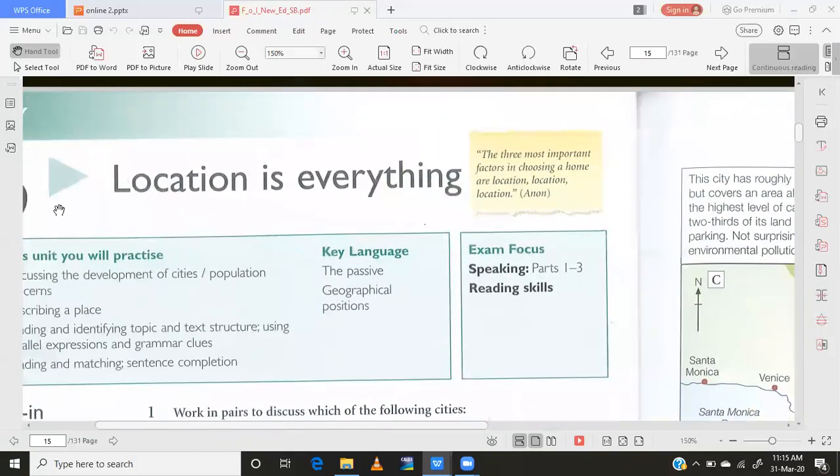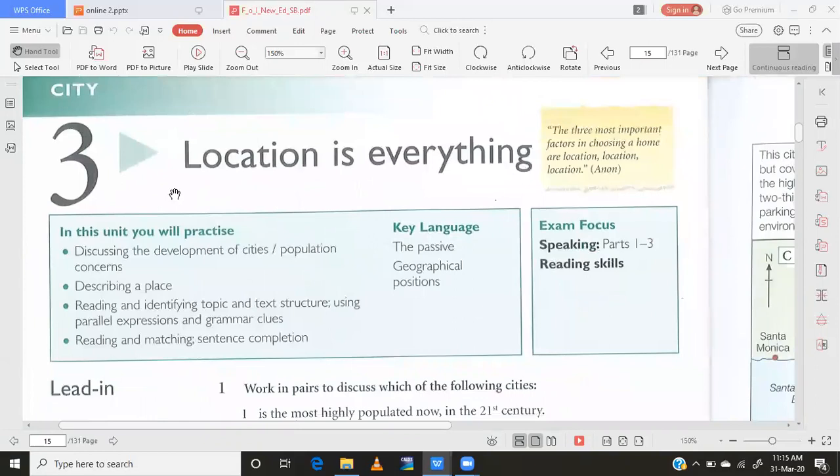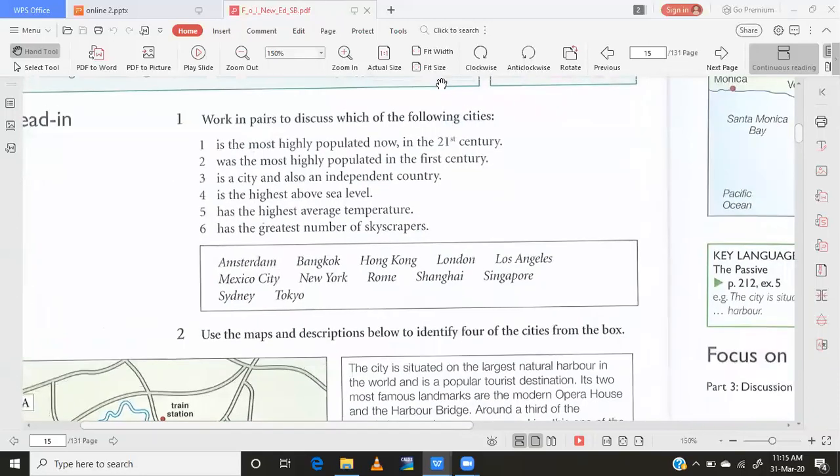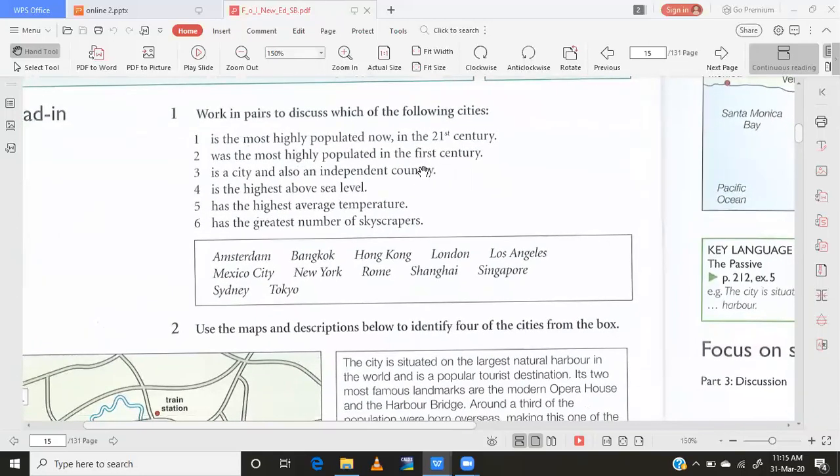Now, start new unit 3. As you see, unit 3 is about location. Location is everything. Here is given one saying: the 3 most important factors in choosing a home are location, location, and location. I agree with this saying. Now take a look at exercise 1, students.